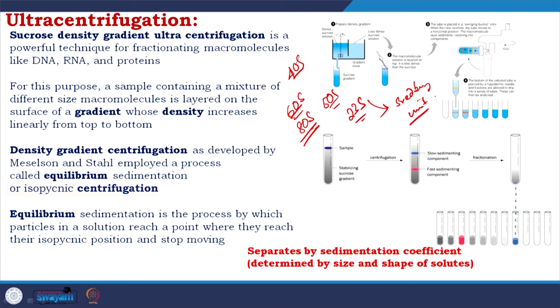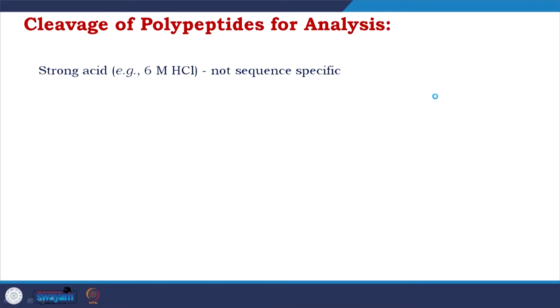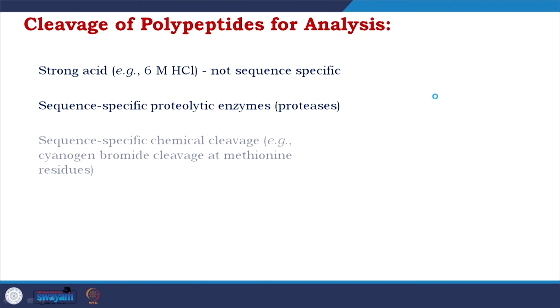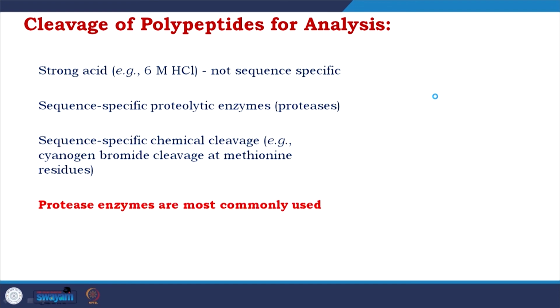This is sedimentation coefficient. So, how would a protein or polypeptide be cleaved for further analysis? You could use a very strong acid like 6 molar HCl, but you would not get any specificity there. You could use sequence specific proteolytic enzymes, which are called proteases. You could use sequence specific chemical cleavage, that is cyanogen bromide cleavage at methionine residues. Among them, the protease enzymes are most commonly used and they are diverse.